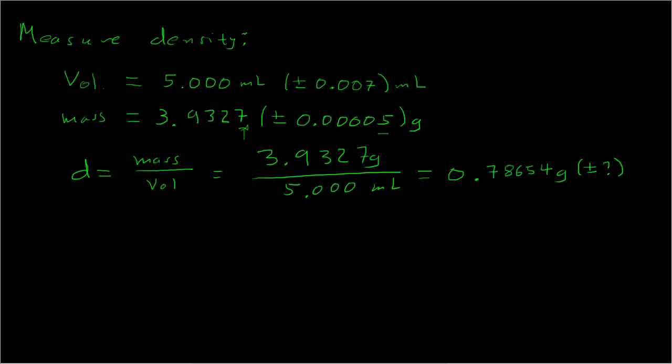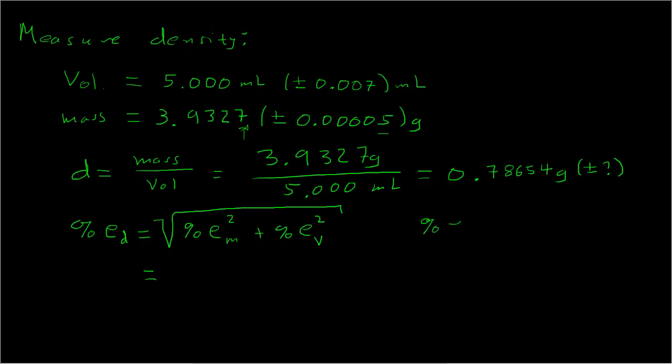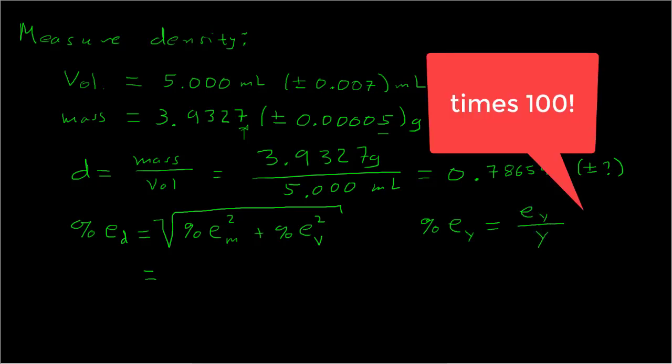And so our propagation of error formula is going to let us calculate the percent uncertainty in the density, and that's going to be the percent uncertainty in the mass squared plus the percent uncertainty in the volume, V, squared, and then we're going to take the square root of all of that. So let's figure out what those numbers are. So you'll remember to calculate the percent relative uncertainty in some quantity y, we take the absolute uncertainty and we divide it by the measured value.